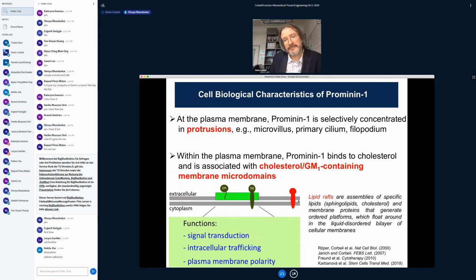So basically, a lipid raft is a densely organized region within the cell membrane where there are closely packed lipid molecules and embedded proteins in it.